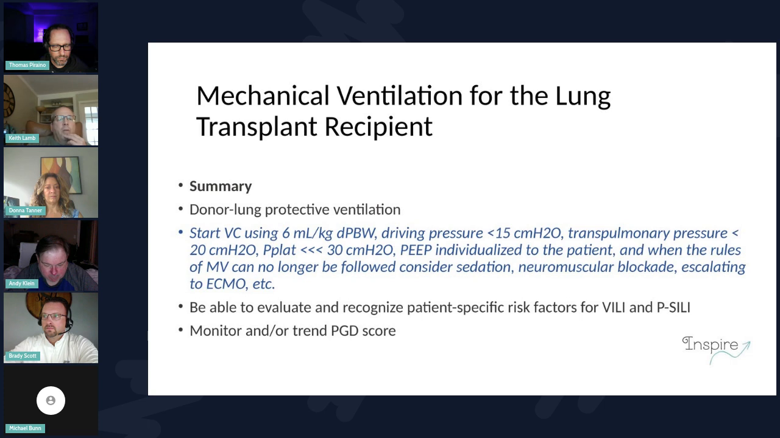So starting out with volume control, obviously wanting to minimize dysynchrony to some extent. I know Tom has different varying views of whether or not dysynchrony is always harmful or it's not.